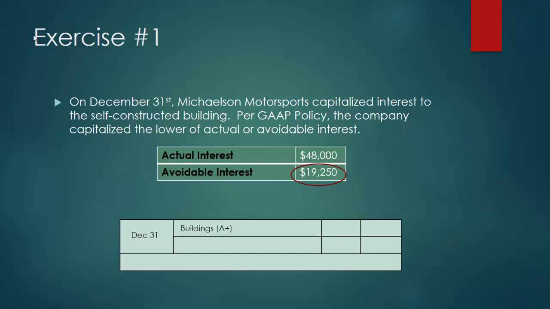So we're going to put that interest, which is the lower of these two, the avoidable interest, right into what we record our building at, because it was a necessary cost of getting that building into functional, useful condition. We're going to debit buildings for the interest of $19,250, and we're not going to record that interest as an expense, so we're going to take it right out of interest expense, $19,250. So what we're doing is we're lowering our interest expense but increasing the value of our asset, and we capitalize interest to these self-constructed assets that we built.